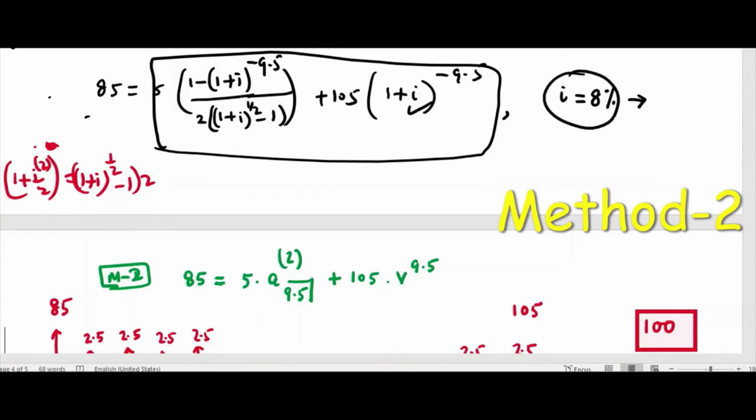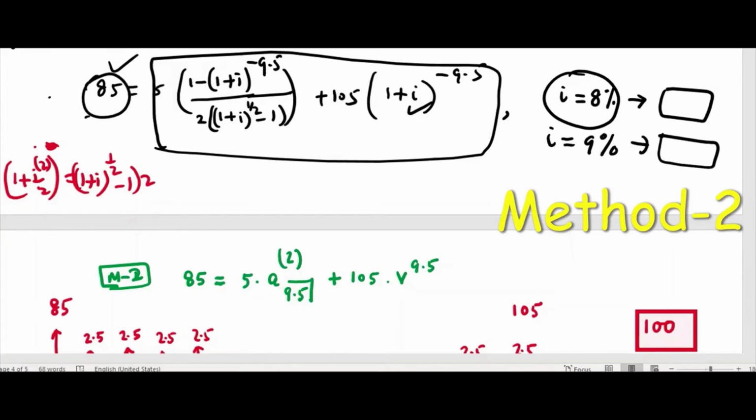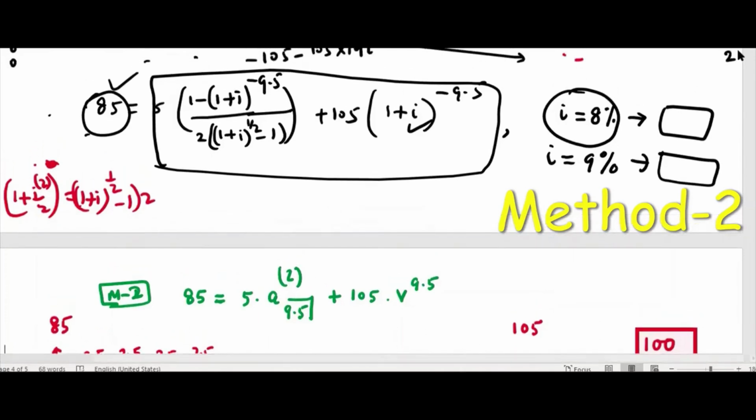For I 8%, you find the value, it should be around 85. Then try with 9%. Then what will happen? Both the values will be less than or greater than. Then you have to try with other. Okay, you have to go that side. I have to take 7%. Remember, things are inversely proportional. If you take less, then you get more. Okay, that way you can try.